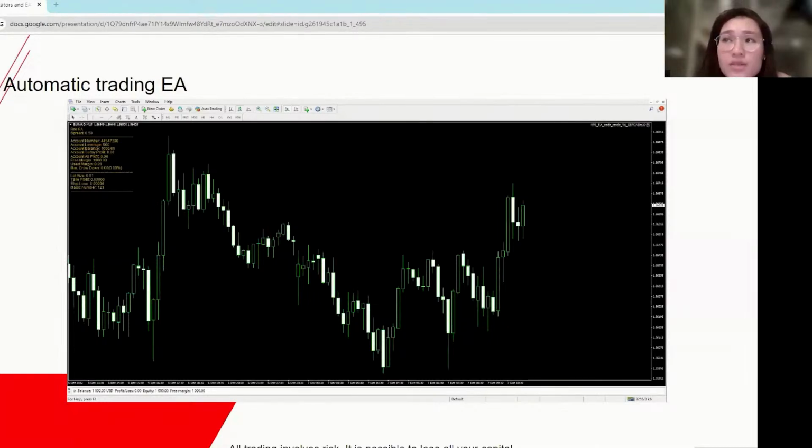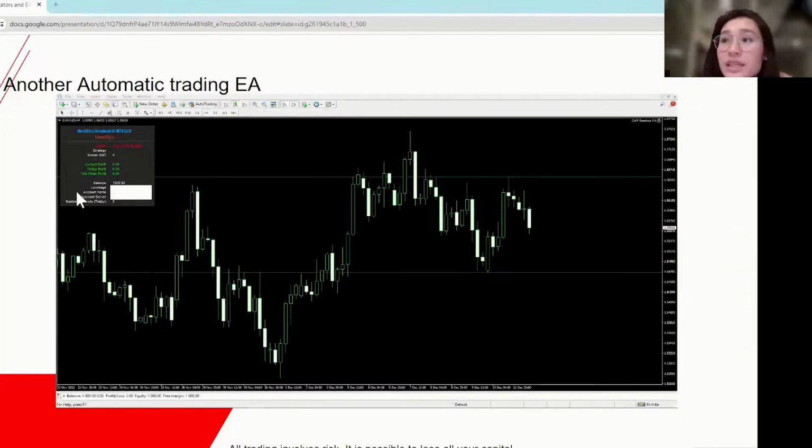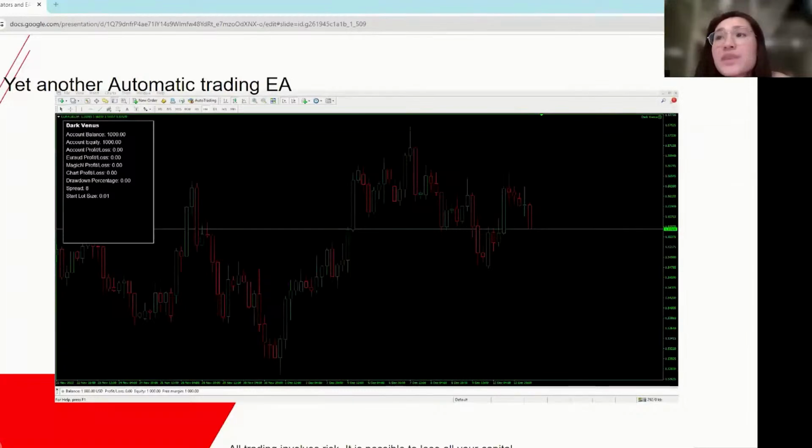Here's an example of an automatic trading EA. You can see at the corner here, it tells you the spread and a suggested lot size, what margin you should use, leverage, take profit, where you should place your take profit, stop loss, and so forth. Similarly, here's another automatic trading EA, but it tells you the same thing. And another one pretty much tells you the same thing: the account's profit or loss, account equity, drawdown percentage, spread, lot size.